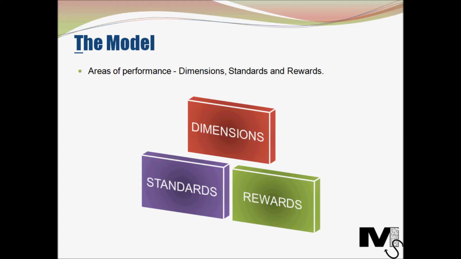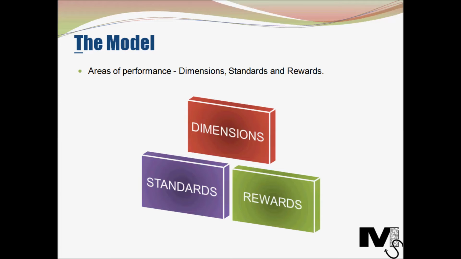So the building blocks model, as you can see in the graphic, consists of three components or areas of performance. These are dimensions, standards, and rewards. Each component or building block goes a long way in creating a performance measurement structure in an organization. So let's start looking at each one of them as we go through this tutorial.